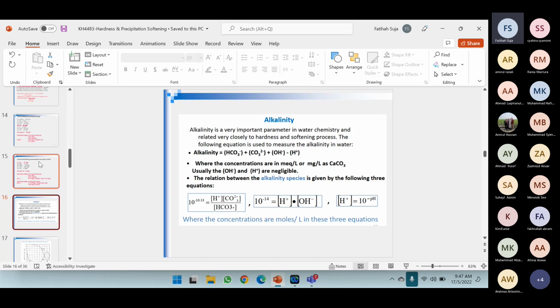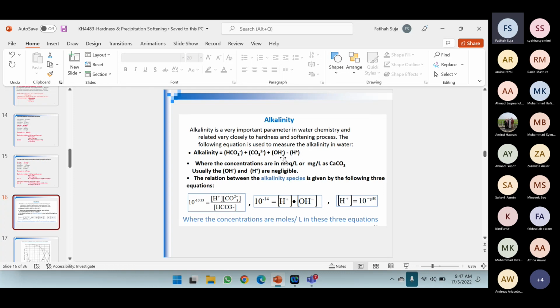Okay, so we have another about 10 minutes. So alkalinity, as I mentioned to you just now, this carbonate and bicarbonate hardness is actually alkalinity. Alkalinity is a very important parameter in water chemistry and related very closely to hardness and the softening process. This is the equation to measure alkalinity in water. So we have hydrogen carbonate, carbonate, hydroxide, and minus the H plus, because it's about acid.